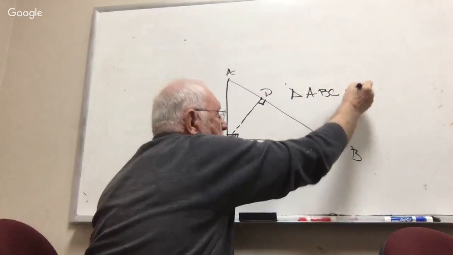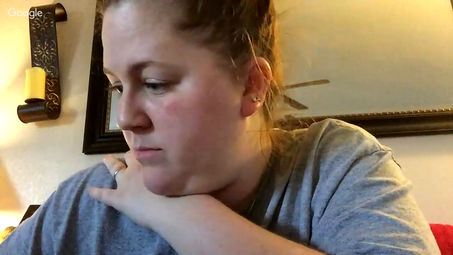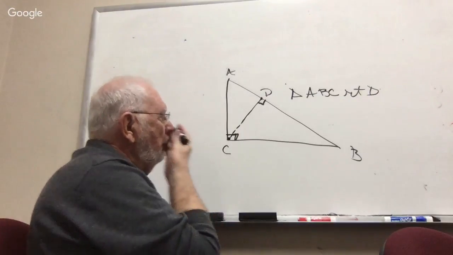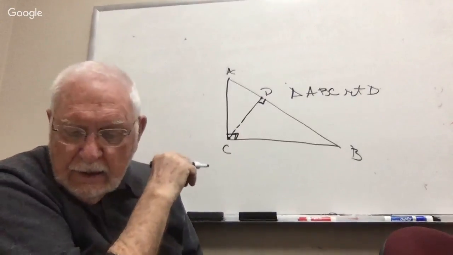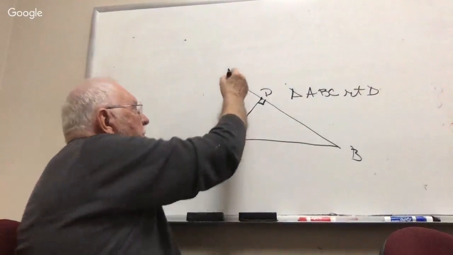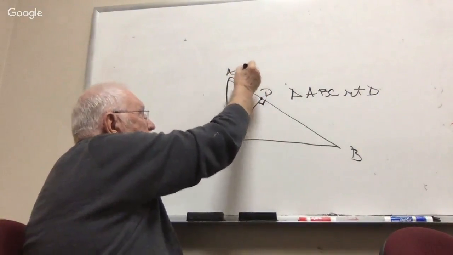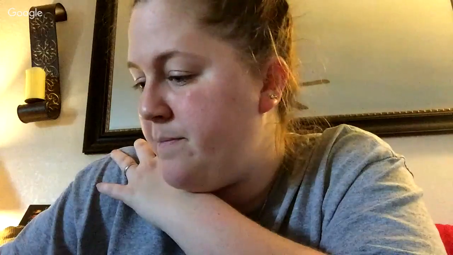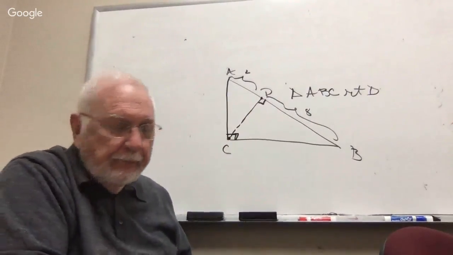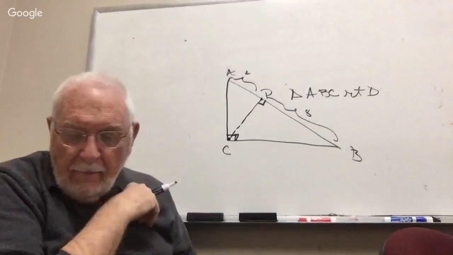Is a right triangle. And then CD is an altitude. Now, here's the question. This is an interesting question. It says AD, so this part right here is 2, and this part down here is 8.